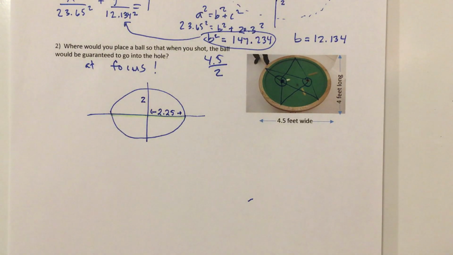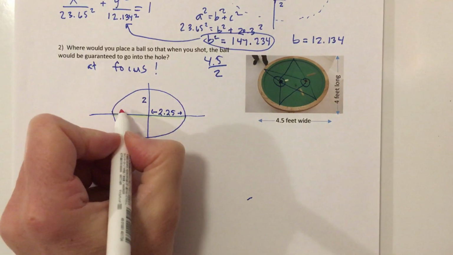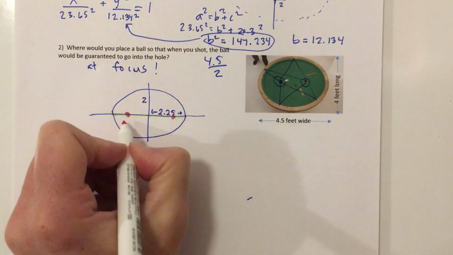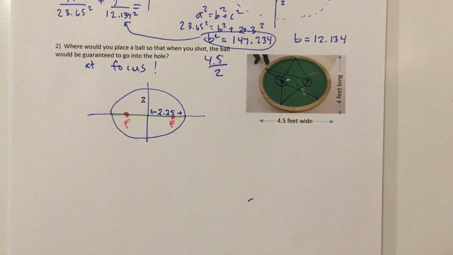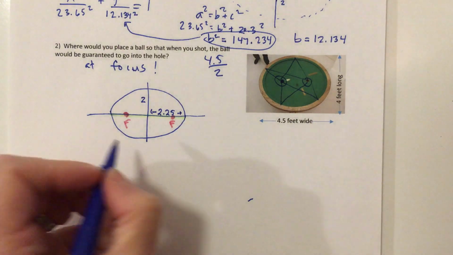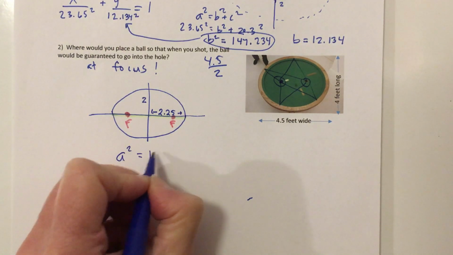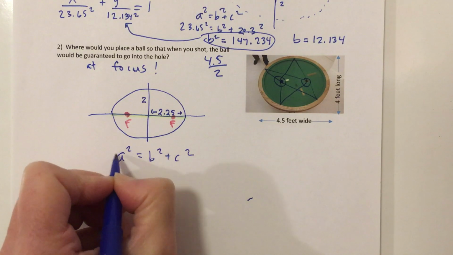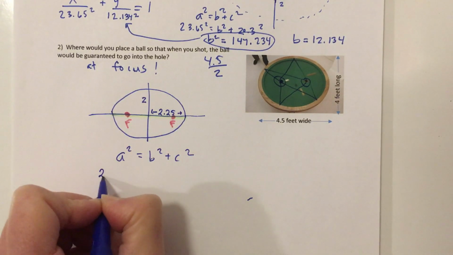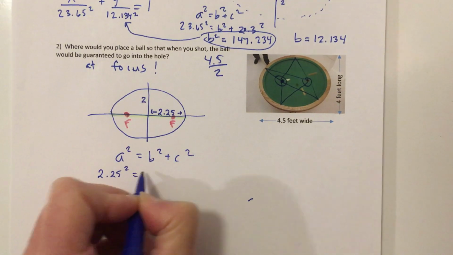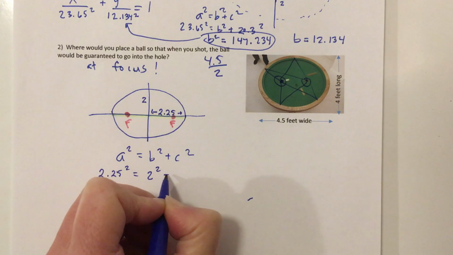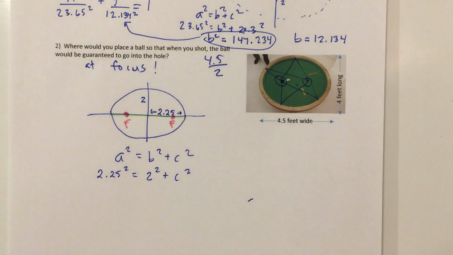We actually have enough information right now to write an equation, although it doesn't actually ask for that. What it asks for instead is where would I put the ball? So we know you have to put it here and here at the foci. How do you find the distance to the foci if you know the other two variables? Well, of course, you use this equation. Remember the biggest variable in this problem is 2.25. The smaller one is 2, and this is going to help me find the distance to the foci.